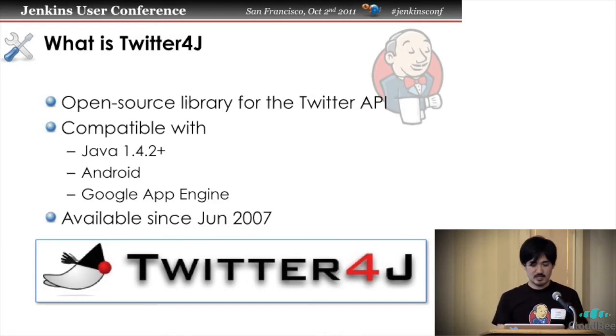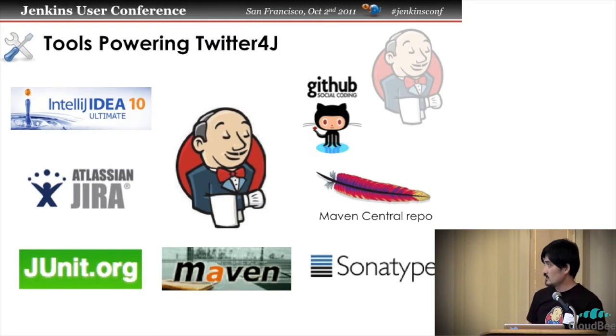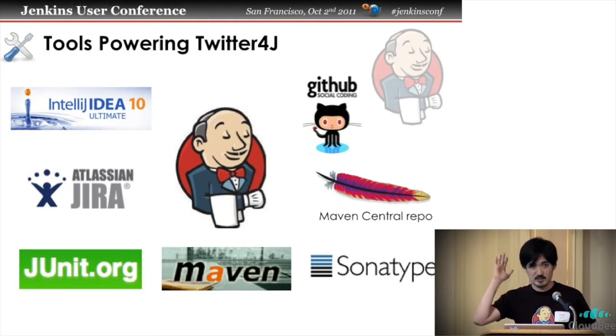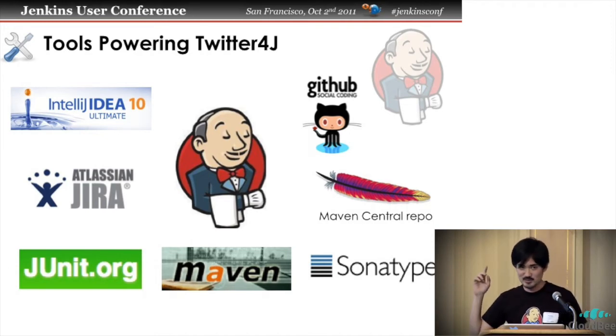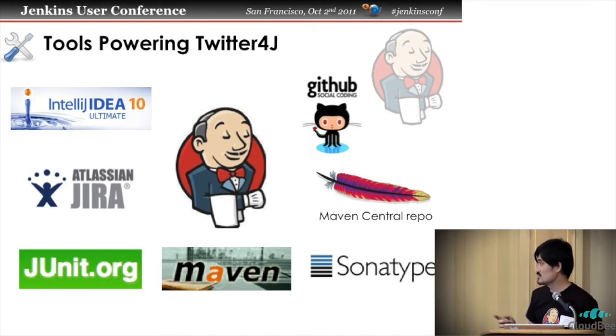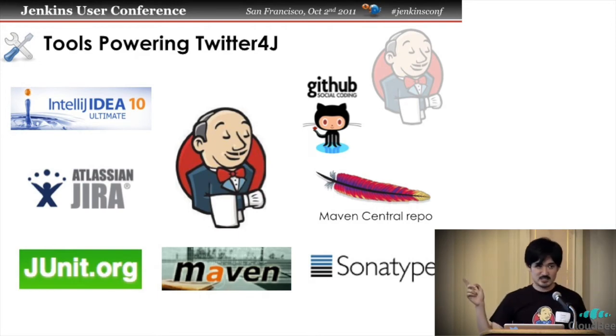And here are the tools I'm using for developing Twitter4J. Most of them are very popular ones. IntelliJ IDEA is an IDE. Who uses IntelliJ? Great. Very few of them. If you are using Eclipse, just uninstall it and use IntelliJ. That's what I suggest. And you know Jira. It's an issue tracker. And you know GitHub, the source code repository based on Git.